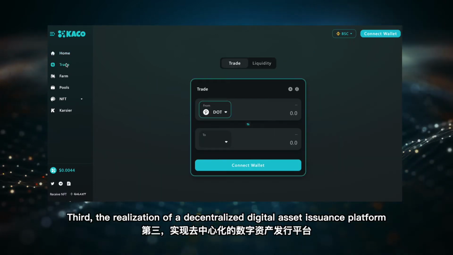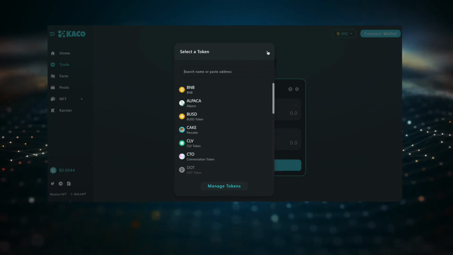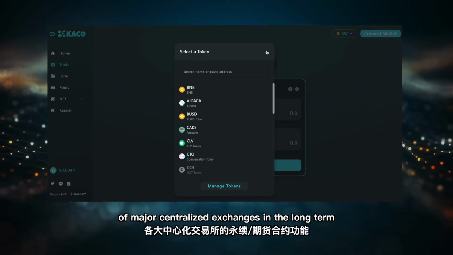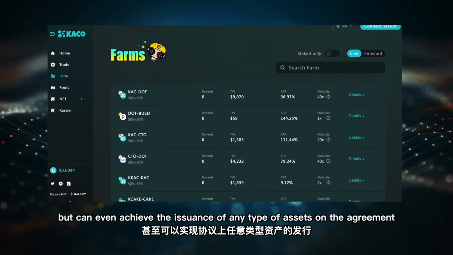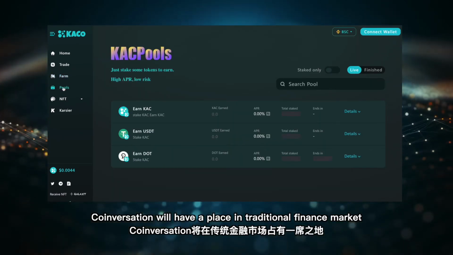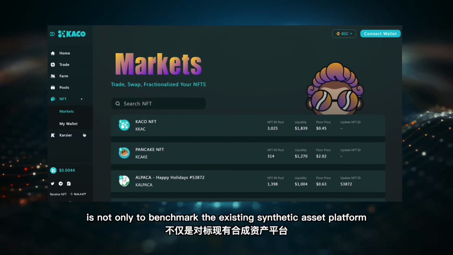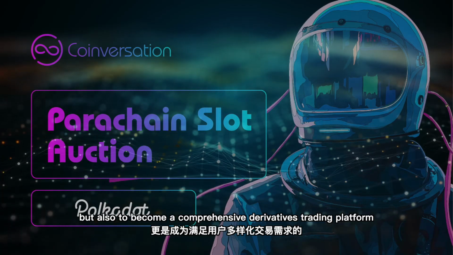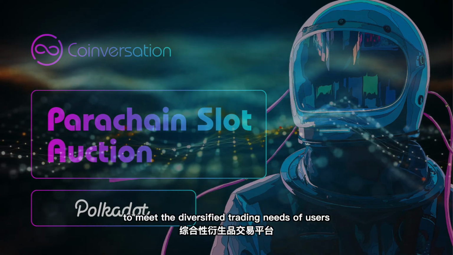Third, the realization of a decentralized digital asset issuance platform and contract trading platform cannot only replace the perpetual futures contract functions of major centralized exchanges in the long term, but can even achieve the issuance of any type of assets on the agreement. Coinversation will have a place in traditional finance market. It can be seen that the goal of Coinversation is not only to benchmark the existing synthetic asset platform, but also to become a comprehensive derivatives trading platform to meet the diversified trading needs of users.